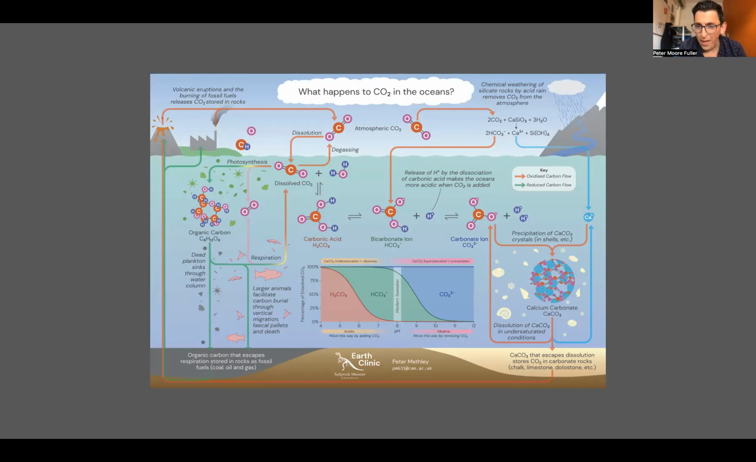This one is by Peter Methley, who is a researcher at the University of Cambridge, and he works at the Sedgwick Museum sometimes. And this diagram is all about what happens to carbon dioxide in the oceans. And again, I'm not going to go through the science of this diagram necessarily, but I want you to look at this and try and gain some kind of critical appreciation of what's going on here.